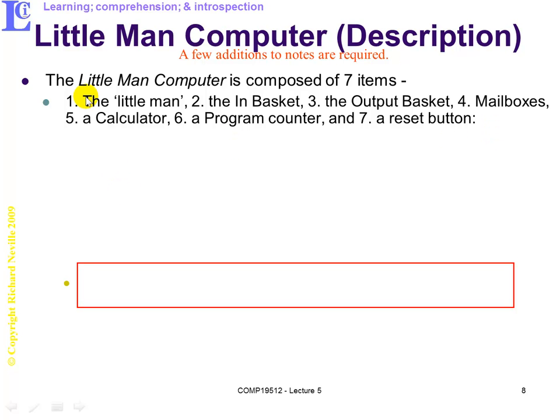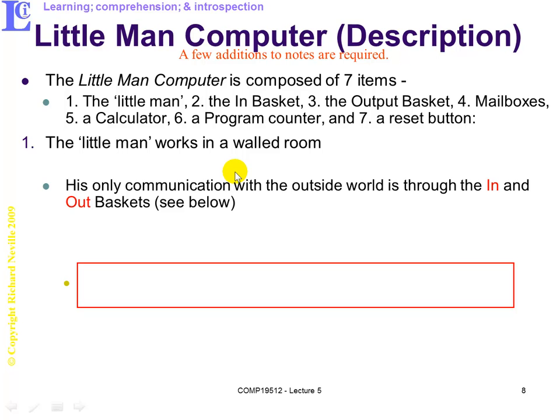Now we'll move on. So we've seen that the mailbox, the input and output mail baskets, calculator, program counter, reset and the little man himself make up the 7 items of a little man computer. Well, he's working in this walled room on his own. He's the only one that can move around.